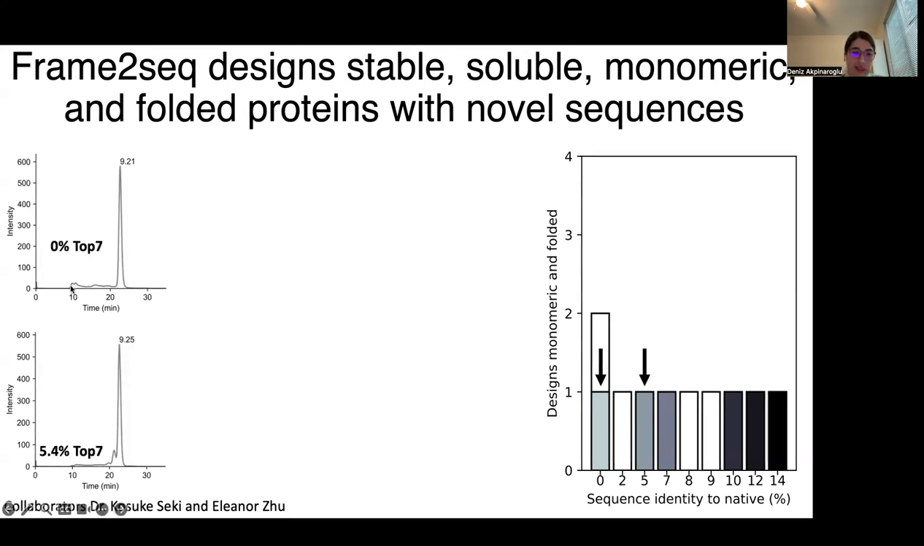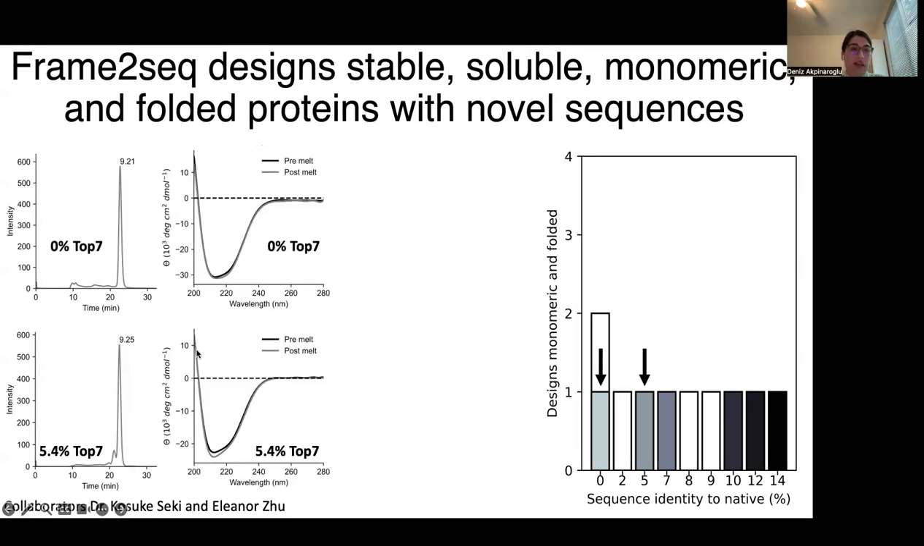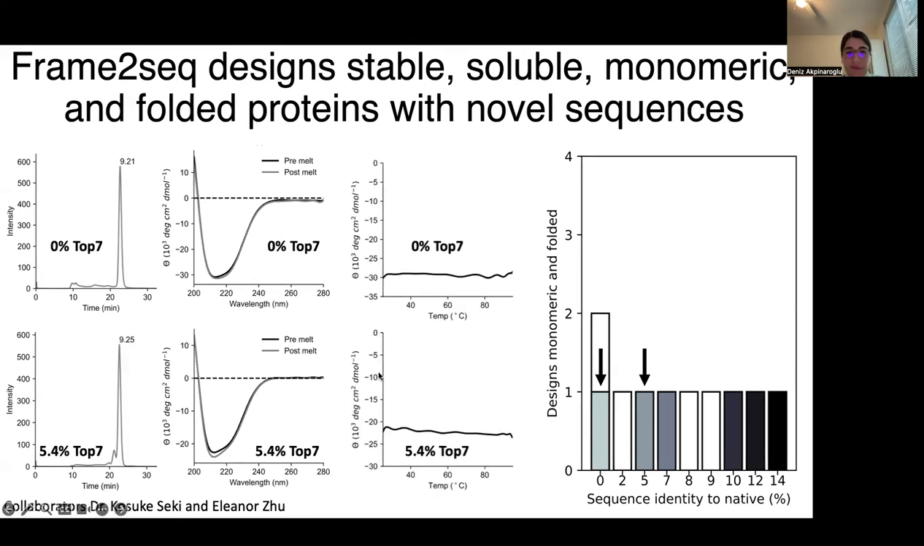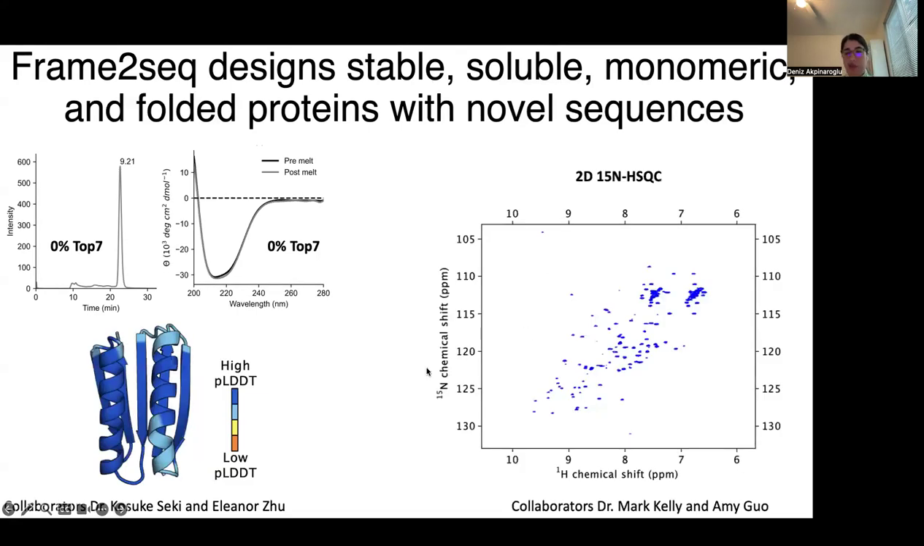But essentially for the 0% and the 5.4%, you can see the size exclusion chromatography trace here, suggesting that the proteins are monomeric. And then this is the circular dichroism, where you can see the signal which would be expected for an alpha beta protein, and it actually matches the original top 7 CD signal well in both of these cases. And then in terms of melting, you can see that they do not melt. So we were very encouraged by the 0% top 7, and for the rest of the presentation, I'll just call it top 0.